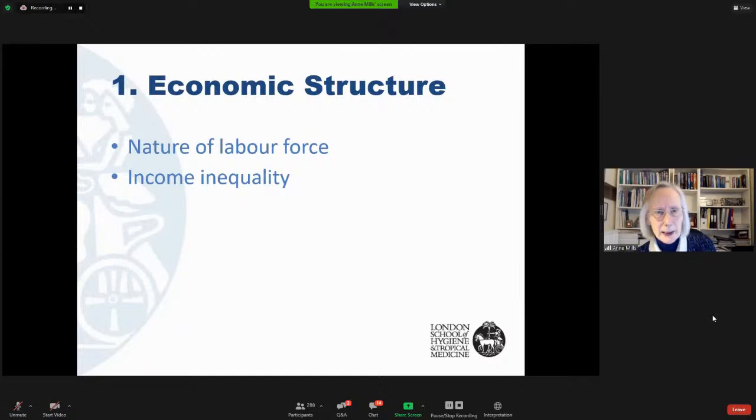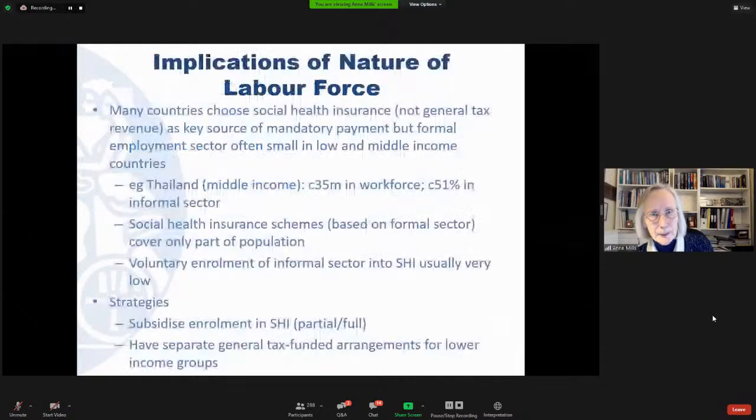So first of all, the economic structure. There are many things I could talk about, but I want to focus particularly on the nature of the labour force and on income inequality.